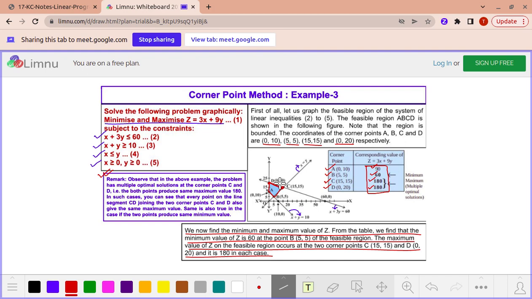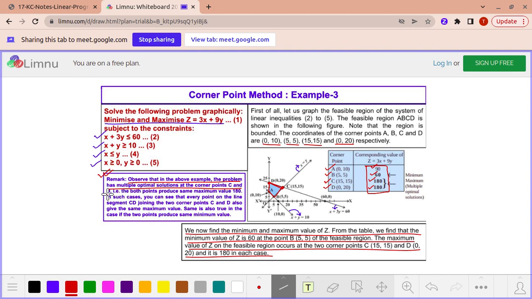Those are the coordinates of the points in the line segment CD. And that's what I have mentioned here in the remark section. So let me read it out. Observe that in the above example, the problem has multiple optimal solutions at the corner points C and D.